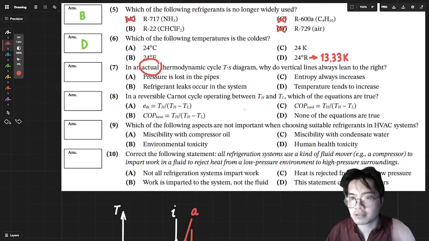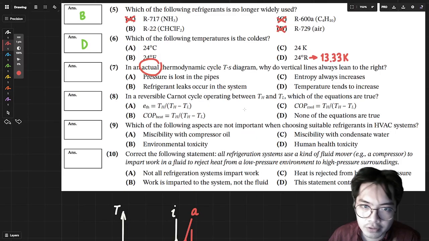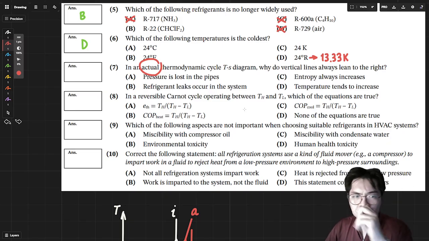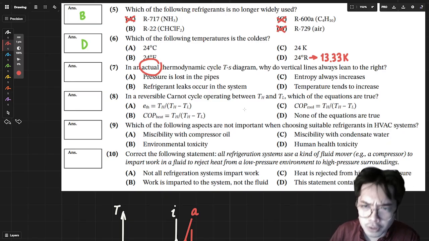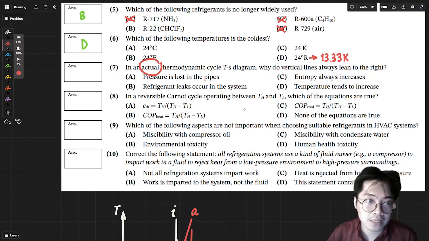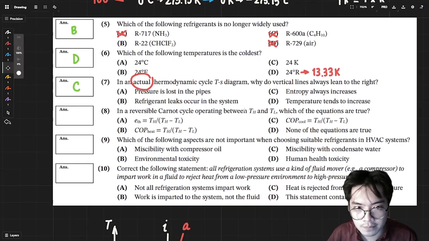And if you think about letters A or D, excuse me, the thing about them is that, yeah, they are correct, but they are not the best answer. In this case, they are consequences of the fact that your entropy always increases. That means that number 7 is letter C.